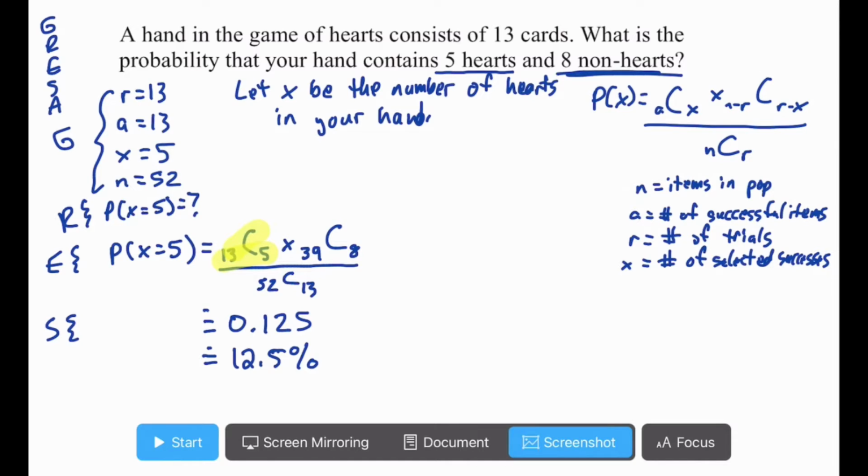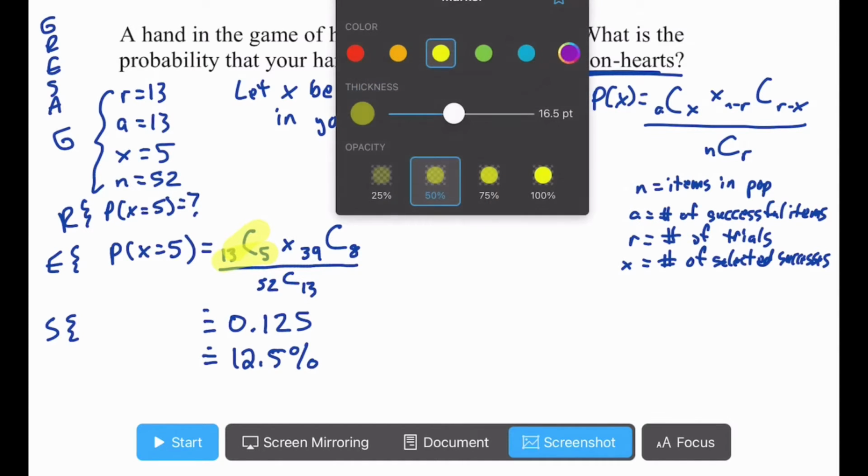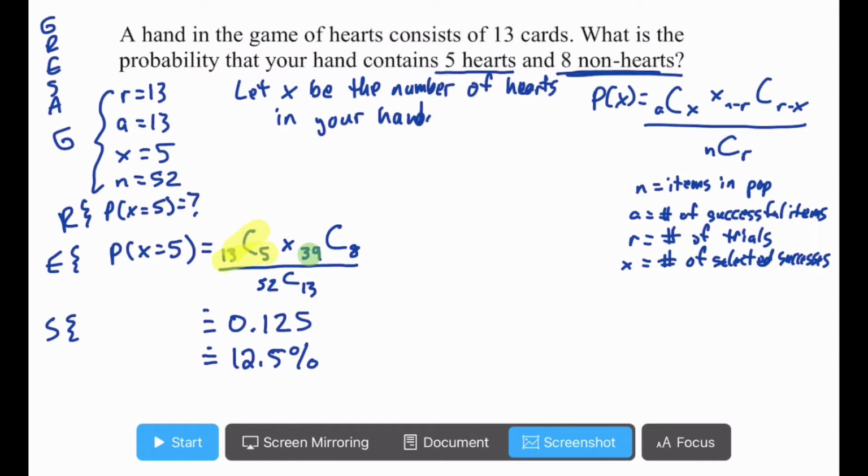And so just to review and reflect here for a moment, this chunk deals with our successes. How many successes exist in the entire population and how many are we choosing? And the next chunk deals with our failures. How many non-heart cards are there? How many are we trying to choose? And choose is the ways of selecting them. And on the bottom, this is our total population. What's our total number of cards? Choose, what's the total number of cards we want in our hand when we're done?